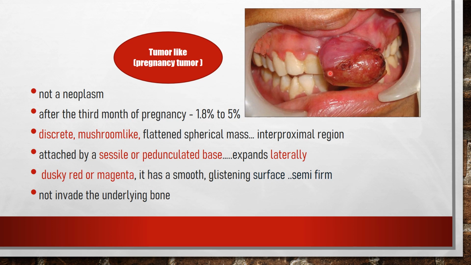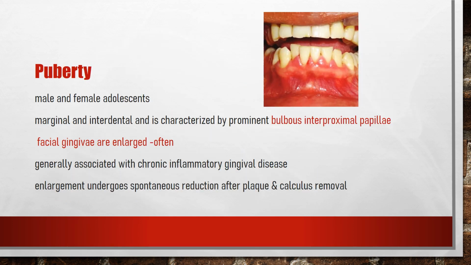So it is attached by a sessile or pedunculated base which extends laterally. It appears as a dusky red or magenta. It has a smooth flattened surface which is semi-firm, so it can be detachable, and it does not invade the underlying bone. So you can see this pregnancy tumor, mushroom-like, with a sessile or pedunculated base that extends laterally, and the color is dusky red or magenta.